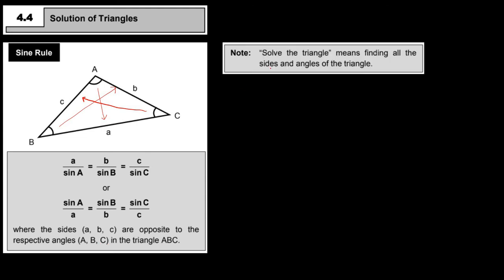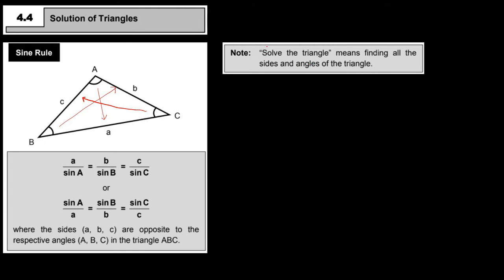And then from the triangle, we get this sine rule. a over sine A equals b over sine B equals c over sine C, or we can also write it down as sine A over a equals sine B over b equals sine C over c. And normally we will set our calculator in degree mode when we want to apply this rule, where the sides small a, b, c are opposite to the respective angles capital A, B, C in the triangle ABC.